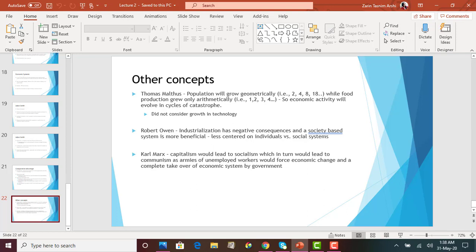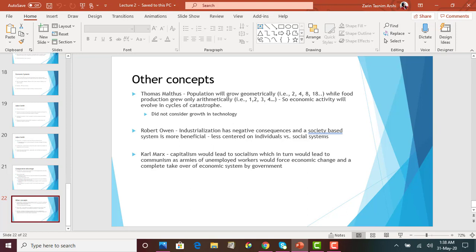Finally, we have a couple of other economists mentioned in chapter 2. Thomas Malthus, he basically said that the population will grow geometrically, 2, 4, 8, 16, at a geometrical rate, while food production will grow arithmetically. So he said at some point we are going to have a disaster because population growth will outpace food growth. But in reality, that did not happen, and that's because of technological improvement. Because there were improvements and advancements in technology, we were able to improve the food production system, and as a result, it matched the population growth over the economy, and we did not have any type of disaster.